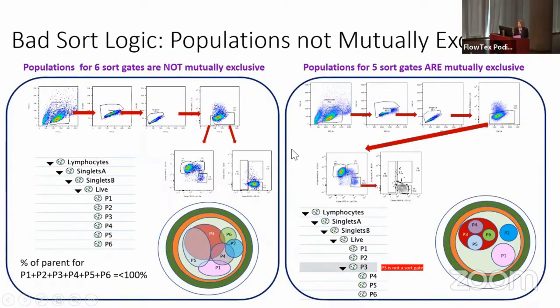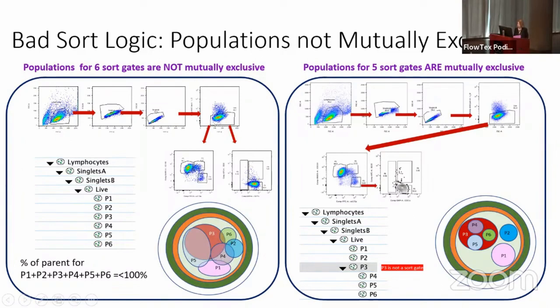Other ways you can end up with problems with your sort logic: a lot of people in analysis like to go through and do their basic gates, right? And then they're going to make this plot, okay? And then they're also going to go from that live cell gate and make another plot. And they're going to determine, okay, all six of these are going to be my sort gates. Well, here's what this looks like on a Venn diagram, right? You don't want to sort this. You really do not want to sort something that might be P1 and a little bit of P5 and some P4. Like, what are you going to do with that later?